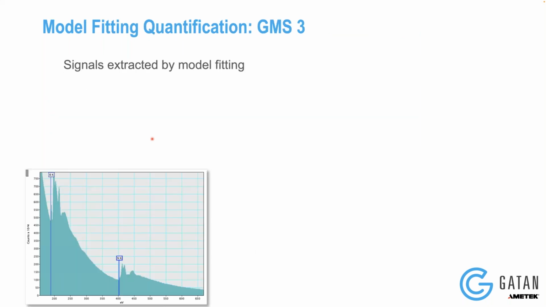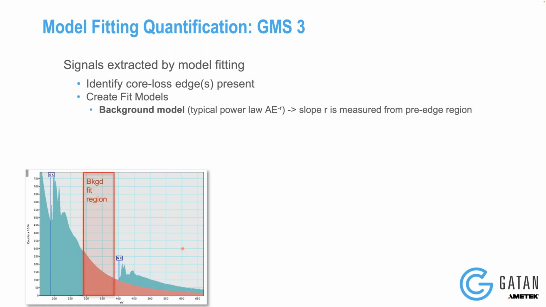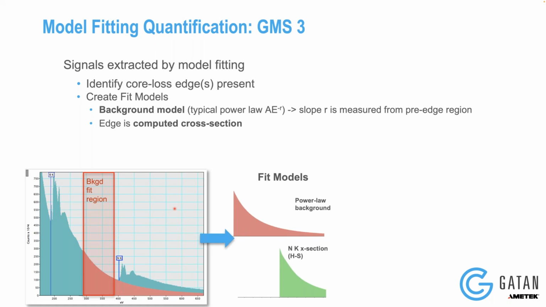So how do we do quantification in current generation software, DigitalMicrograph 3? It's done with a model fitting approach. Our signals are extracted by model fitting. We essentially deconstruct the real spectrum into multiple components: the ionization edge and a background model. The background model is typically a power law model that's fitted in the pre-edge region, just preceding any ionization edge that we're interested in. And then our edge model is usually a simple calculated cross-section. Hartree-Slater cross-section models are what we're using. These are the two components that we use for the fit.